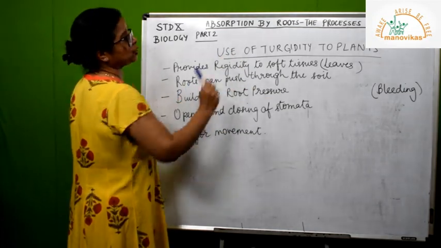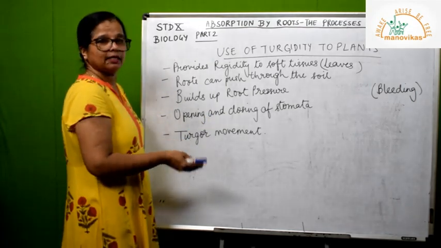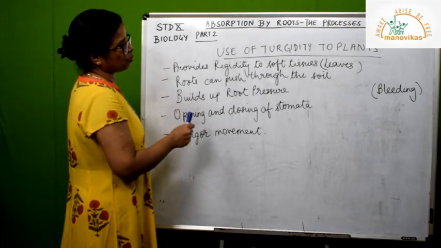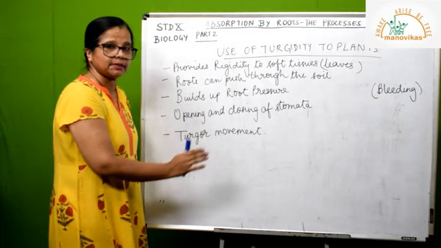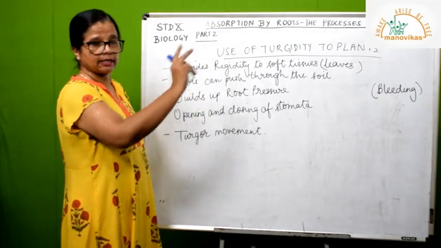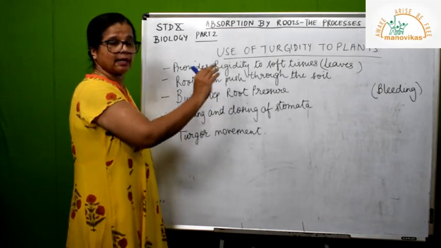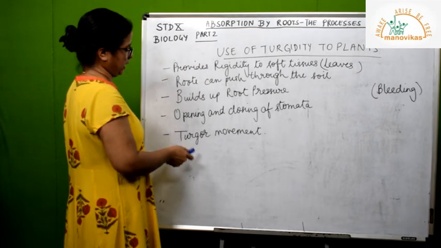Now, roots can push through the soil. If the roots were soft, if the root cells were flaccid, they would not have been able to grow into the soil. It builds up root pressure. As it builds up root pressure, it helps the water to rise up. We'll do root pressure after this in detail. So, the water rises up to a certain extent. It helps to carry the water in the upward direction.